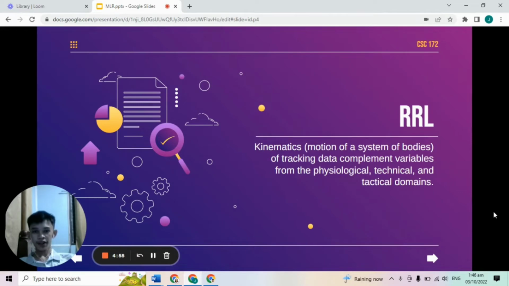Kinematics, or motion of a system of bodies of tracking data, complement variables from the physiological, technical, and tactical domains that elicit a thorough world picture and grip of sports in its entirety. As mentioned in this dissertation, the technology applies big data with individual basketball game enactment profiles across partakers and teams. They reckoned that all-star players would outperform the non-all-stars statistics-wise.